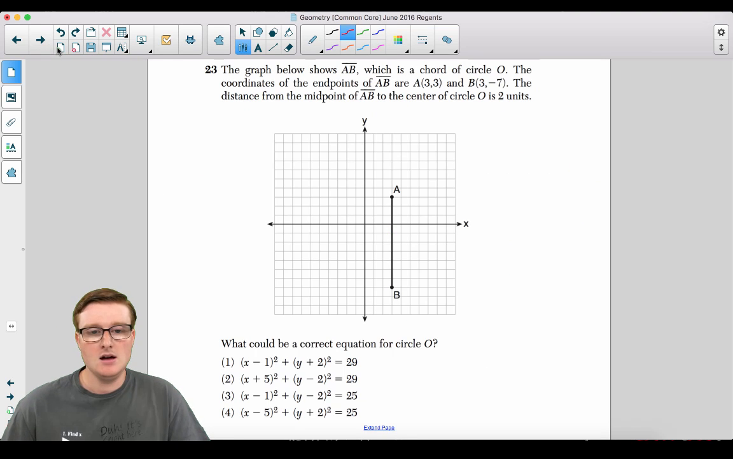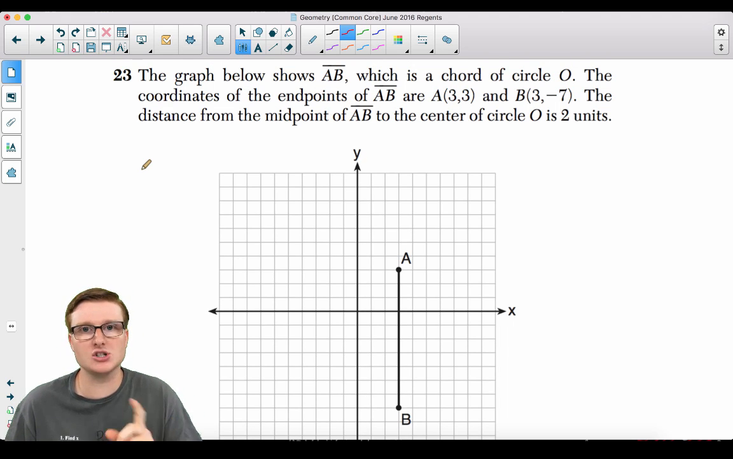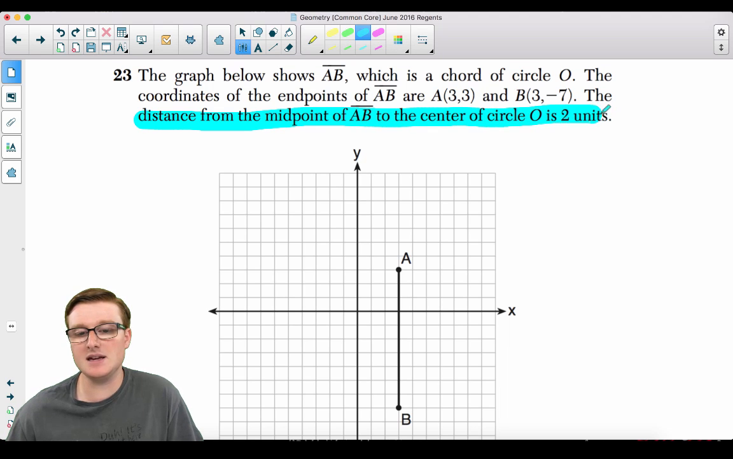All right, moving along, question 23. We're almost done. The graph below shows line segment AB, which is a chord of circle O. Now remember what a chord is. A chord is just a line segment that touches a circle at 2 points. The coordinates of the endpoints of AB are 3, 3, and 3, -7. Okay. The distance from the midpoint of line segment AB to the center of the circle is 2 units.